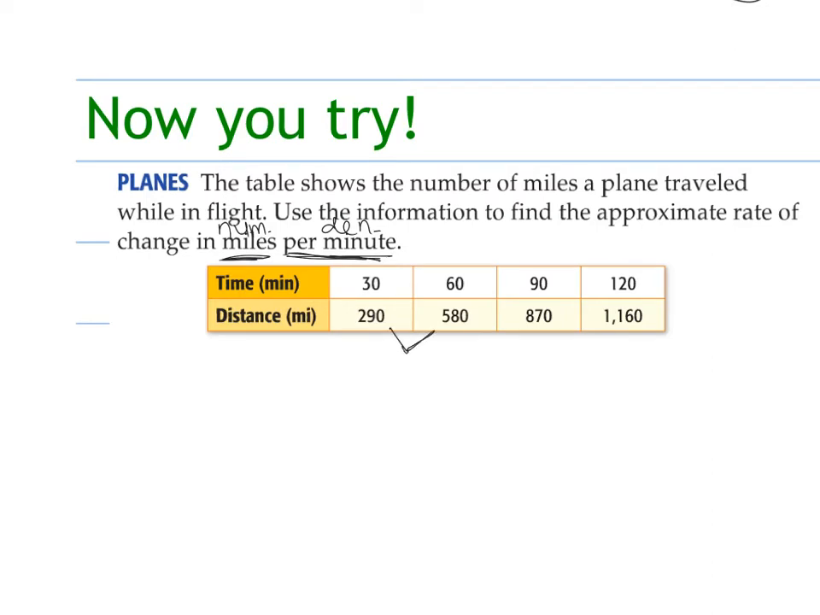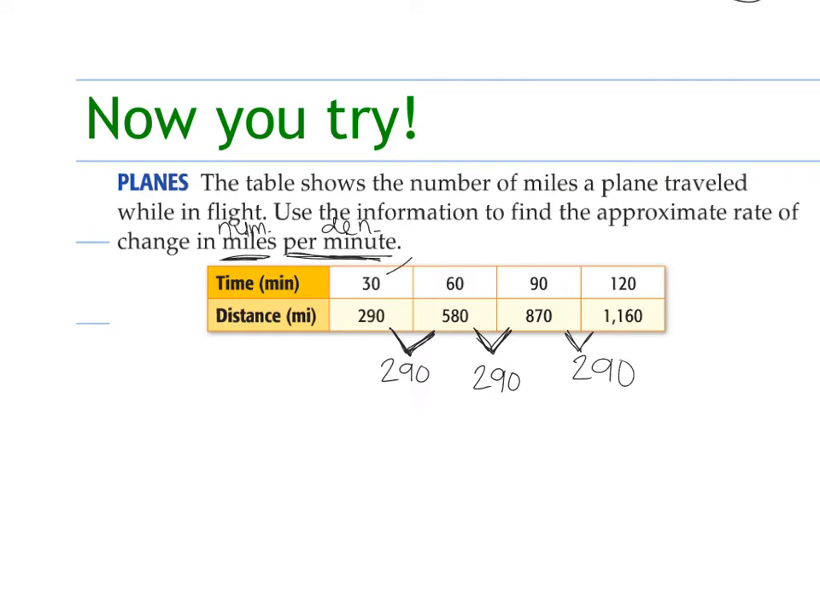So let's find the difference here. So if we do 290 to 580, just to confirm in my calculator, I'm going to do 580 minus 290, and I get 290. And now let's look at the difference here. 870 minus 580, and I also get 290. So we can guess, but I'm just going to make sure, 1,160 minus 870 is 290.